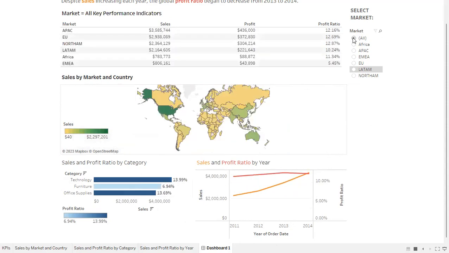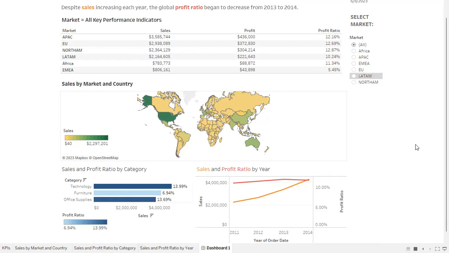So we'll go back to the whole view, and then this is a view of the entire company's performance over this time period. And so some of the things I noticed as I was going through and putting this together was that the sales have increased each year and even appear to be accelerating. But at the same time, the overall profit ratio has appeared to have peaked and begun to decline in the last year of the data.